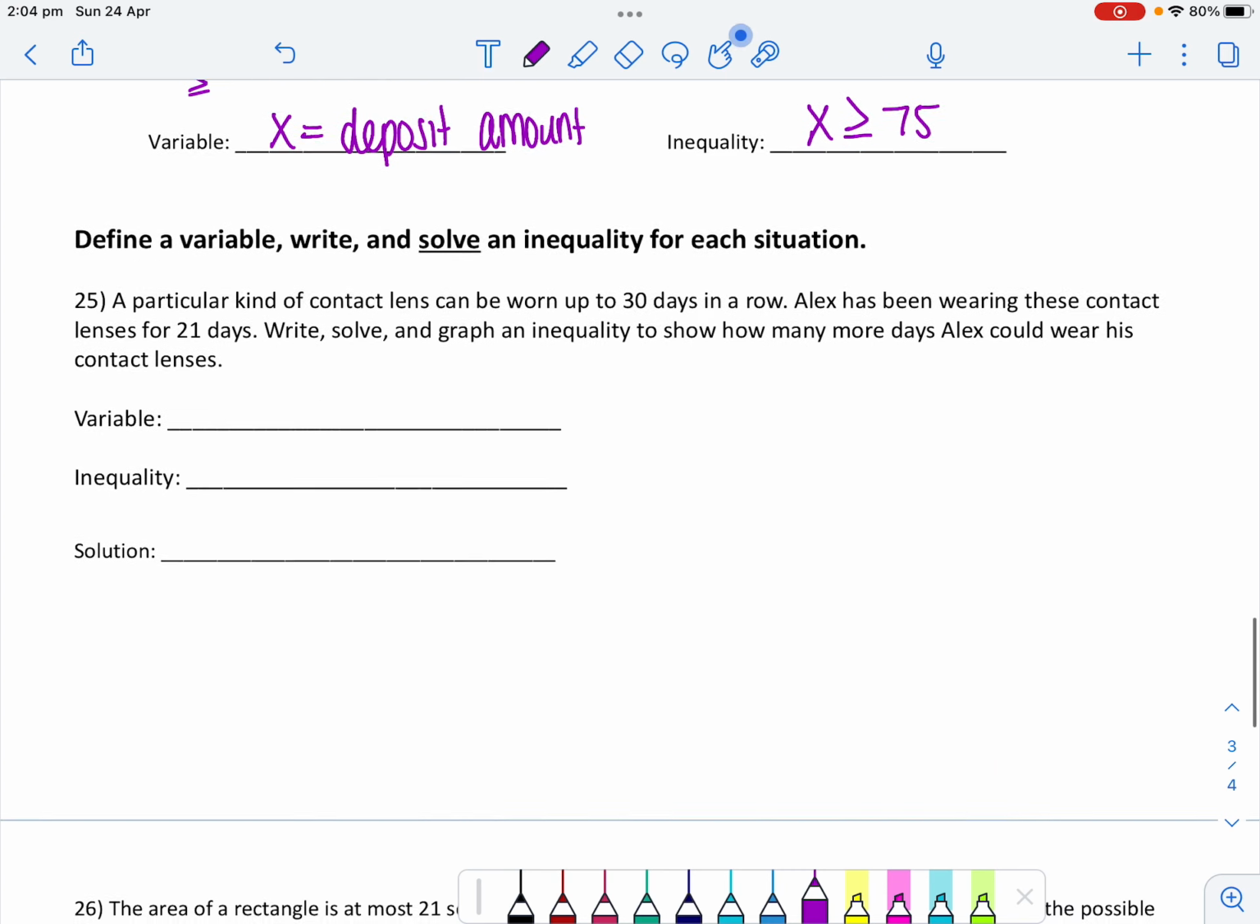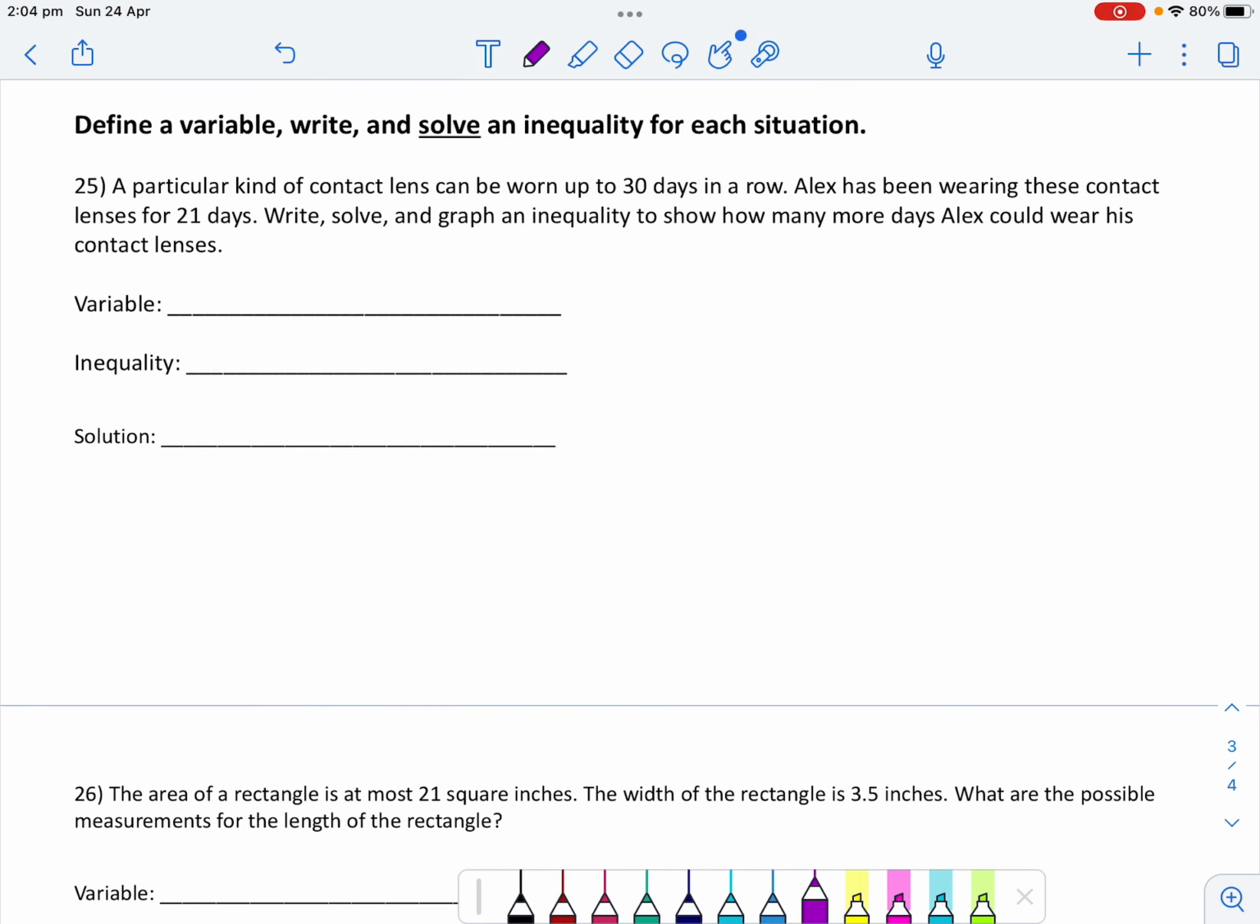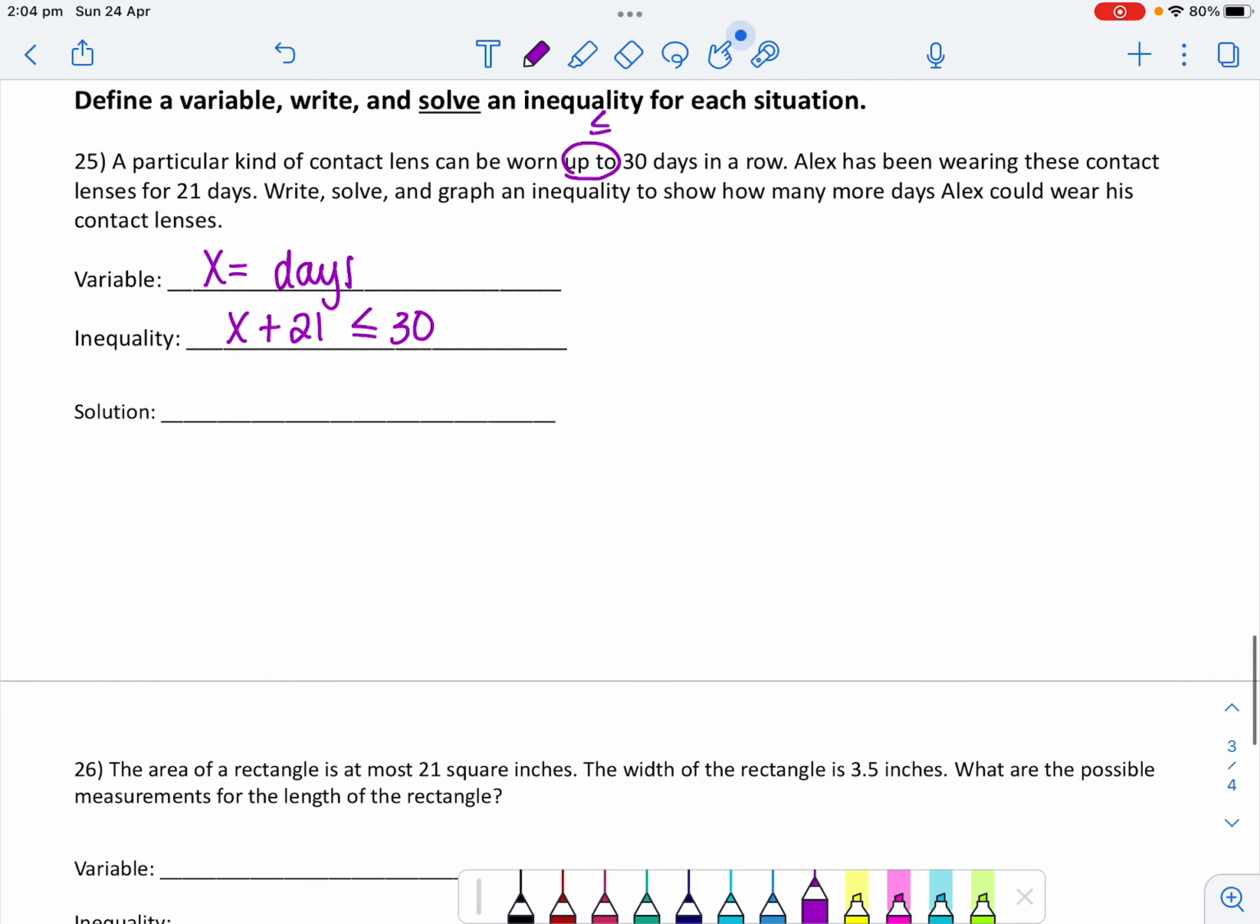These next ones, we're actually going to be solving them after we write them. So number 25 says a particular kind of contact lens can be worn up to 30 days in a row. So up to 30 days in a row is going to be less than or equal to. Alex has been wearing these contact lenses for 21 days. Write and solve an inequality to show how many more days Alex could wear his contact lenses. So X is going to be days. So X plus 21 is less than or equal to 30 days of wearing them.